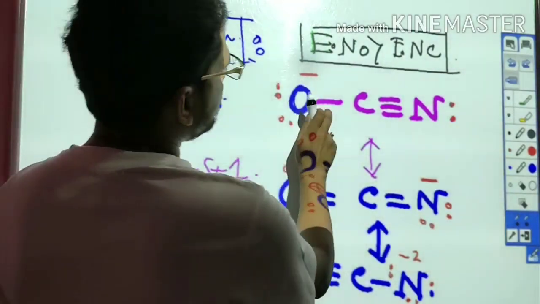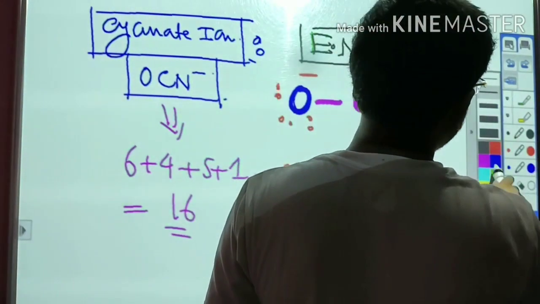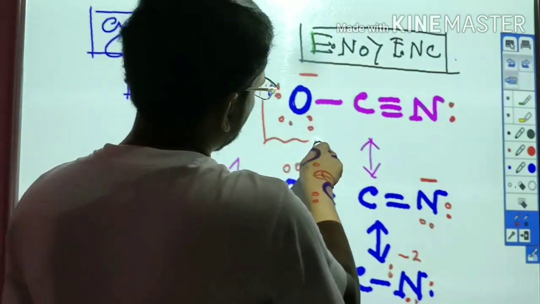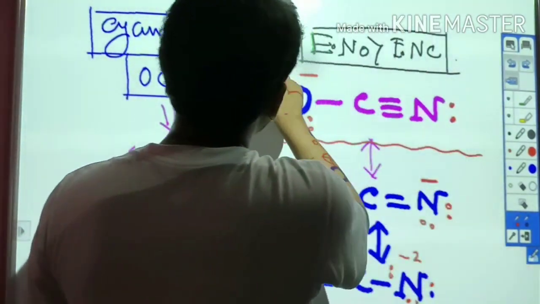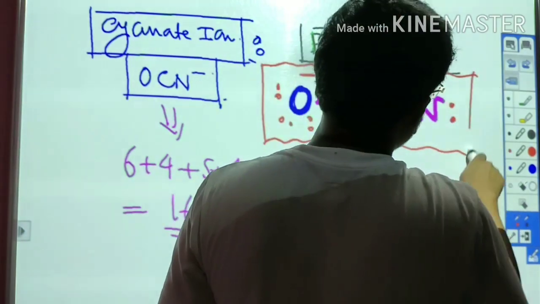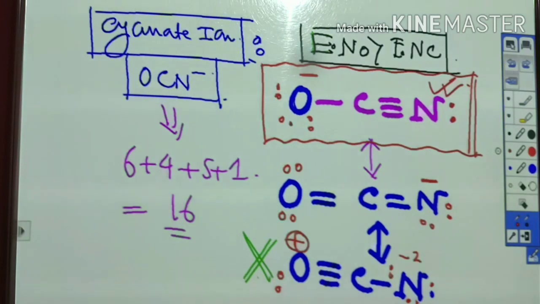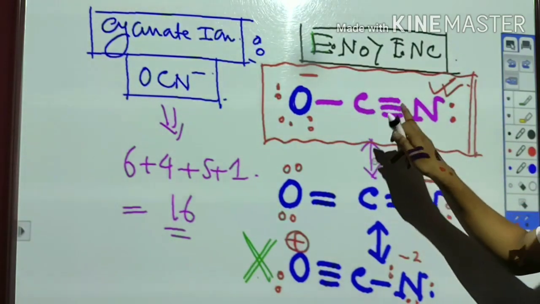So this is the best structure. So I can say that this is the best structure for cyanate. Base structure for cyanate. Done. This is the base structure of cyanate. Okay.